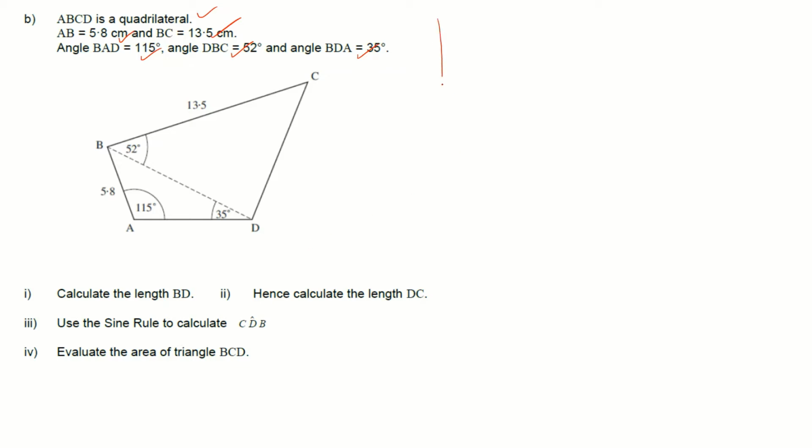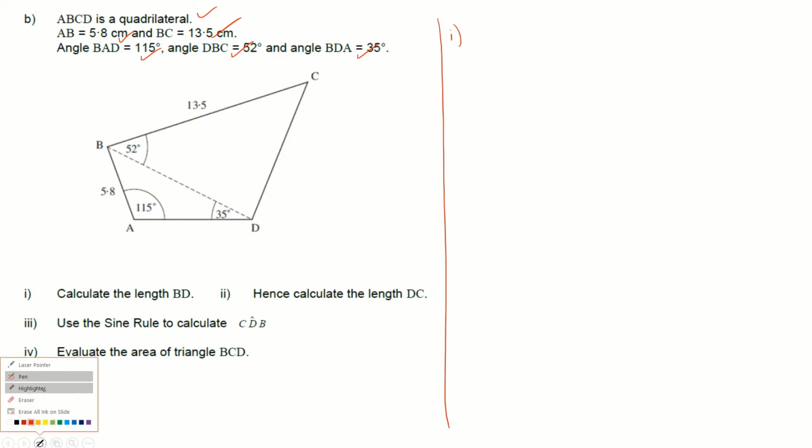Okay, this might take me 2 slides because there's a lot of questions to do. So first things first, work out the length BD. To do that, I'm going to have to work on a single triangle here, the green triangle. I will redraw it.